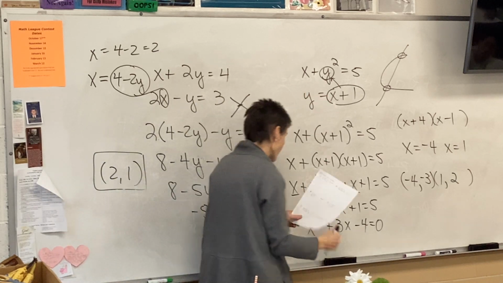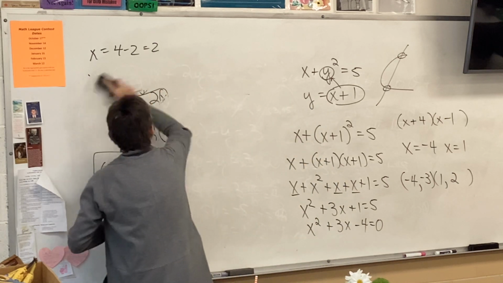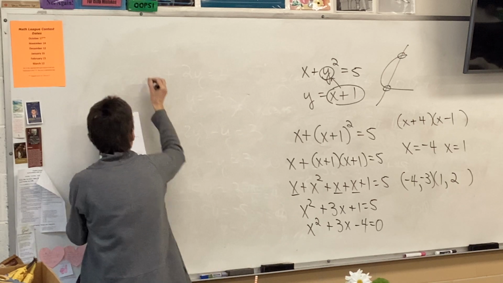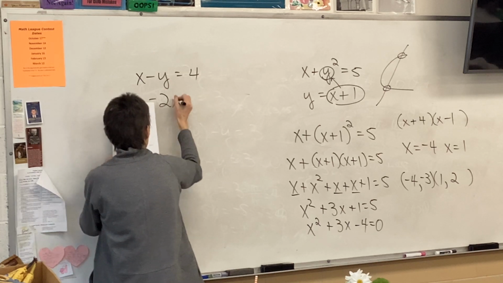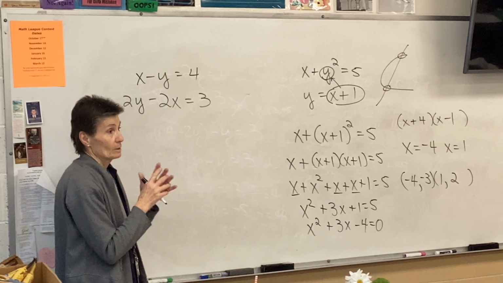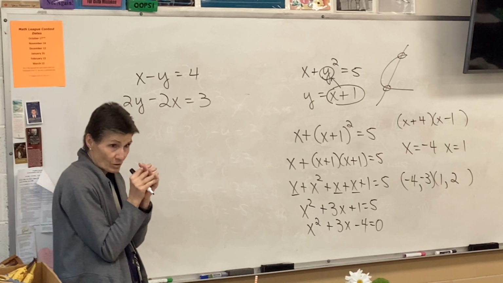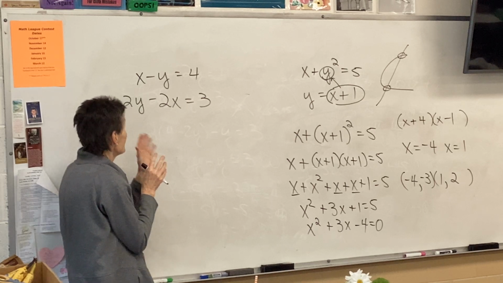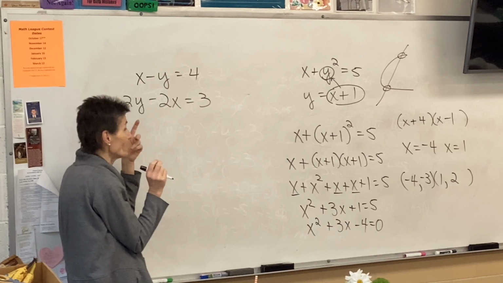All right, there's one more substitution, number 6. All right, so x minus y equals 4, and 2y minus 2x equals 3. And we're going to substitute. Okay, so if we are substituting, what do we have to have first? A letter by itself, right? A variable by itself. It doesn't matter which one you get by itself. Do whatever flips your switch.